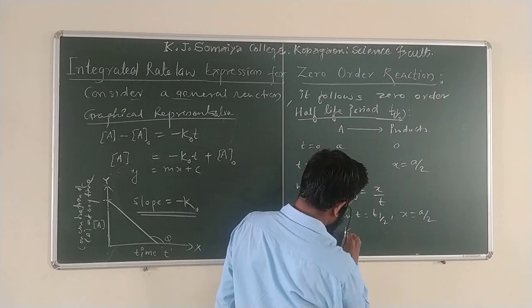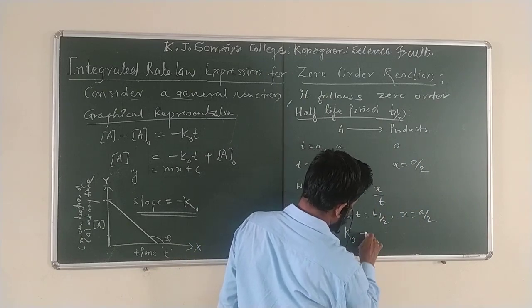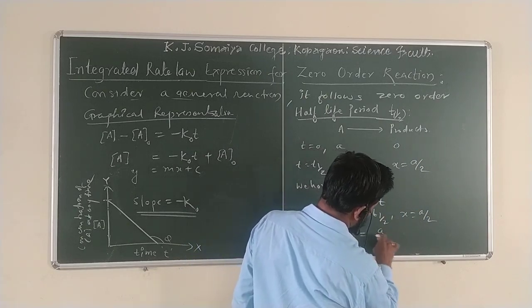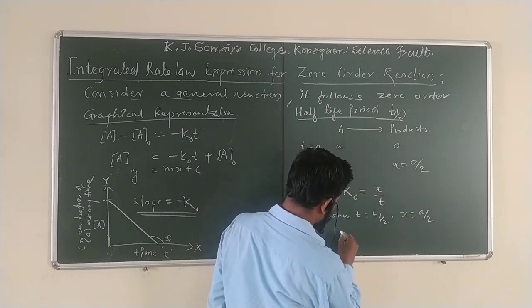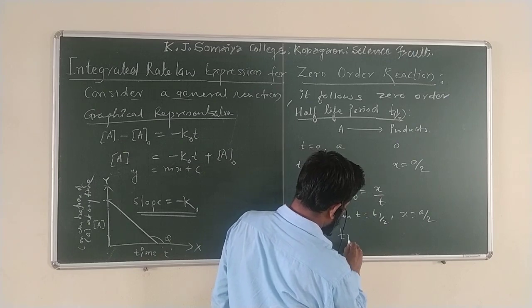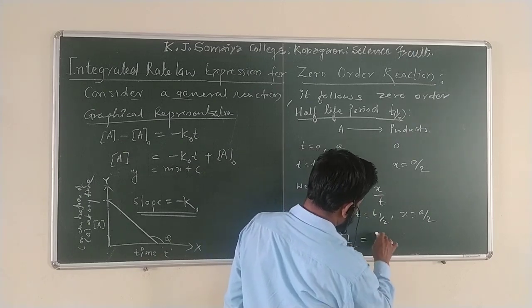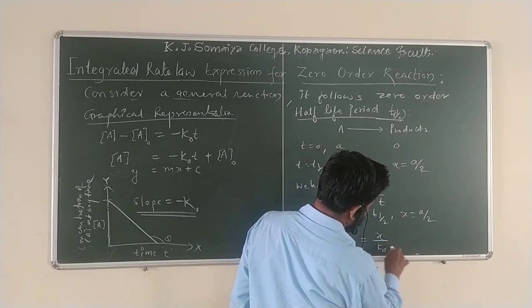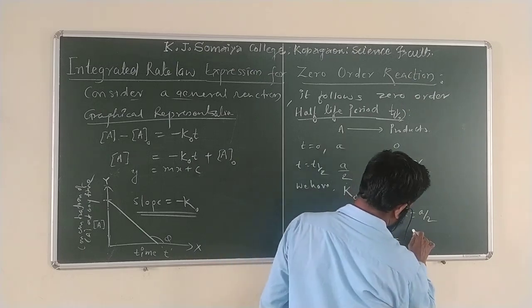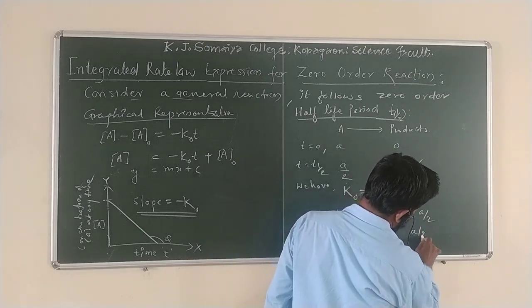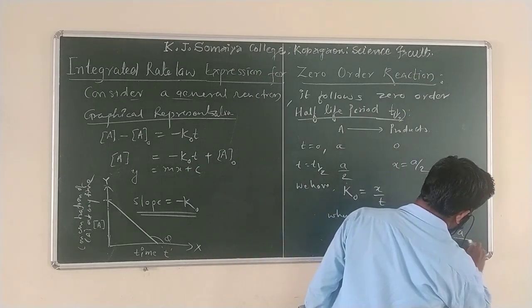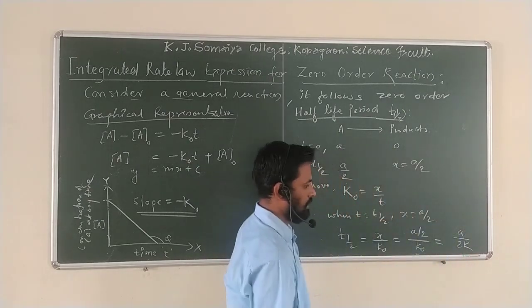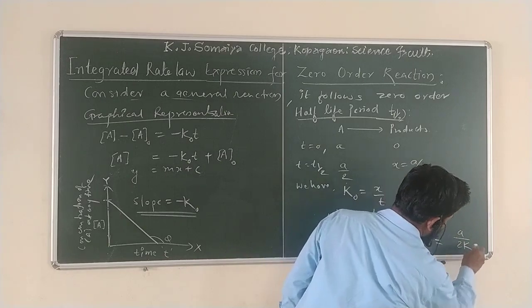So you will get k0 is equal to, this is a by 2, oh sorry, what we have to do, we have to find the t half. So here t half becomes x upon k0. What is the value of x? x is a by 2 upon k0. So this is nothing but a upon 2k0.